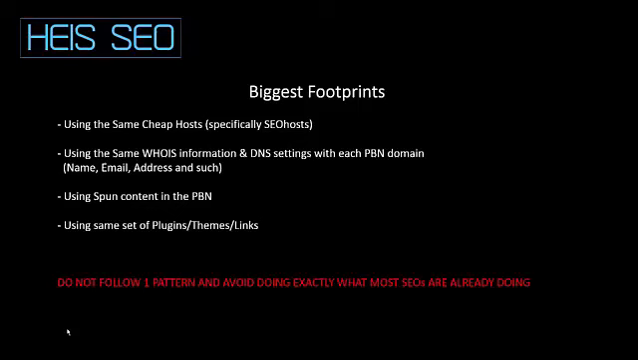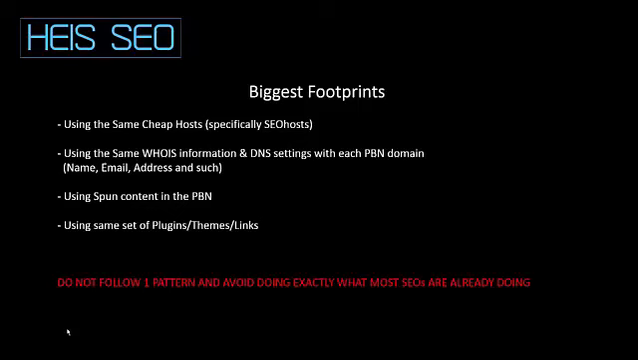Lots of SEOs still do this, and you're just shooting yourself in the foot and waiting to get screwed by Google. So don't use the same whois information. Also, a big footprint is using spun content in the PBN, and you don't want to do this. Use unique articles for every PBN domain you set up, and just include those articles, and don't even include links all the time. You can just add articles and make it look like a legit blog. Don't use spam content.